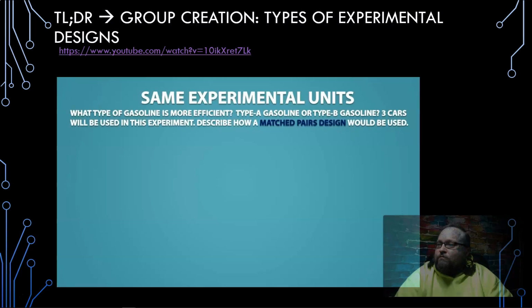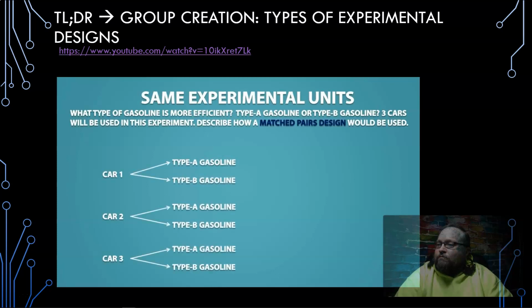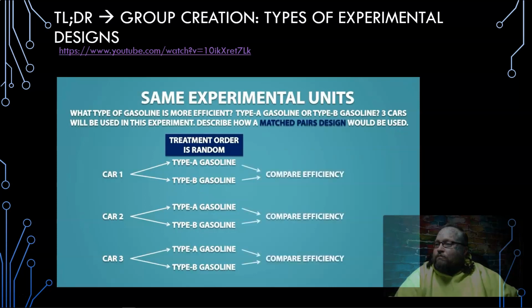If we are using the same experimental units, then each experimental unit will receive both treatments. So we have 3 cars, and each car will receive the 2 treatments, one with Type A gasoline and one with Type B gasoline. We would use the same car for each treatment, and which treatment goes first will be random. So for example, we could drive with Type B gasoline first, then once all the gasoline is finished, we would fill up the car with Type A gasoline using the same quantity, and at the end of the experiment, we would compare the efficiency of the gasoline.